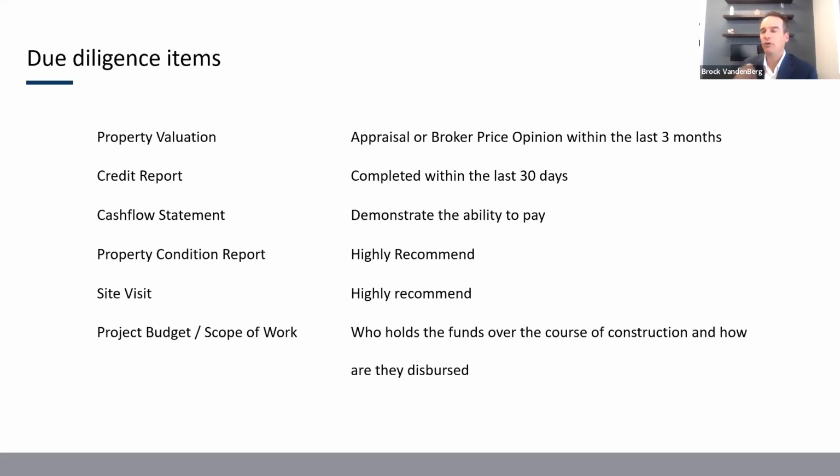Cash flow statement. I want to demonstrate that they can make the monthly payments. Show me something. I'm not going to do some calculation of their income ratio and all that, but I want to say, give me your tax returns. Give me a W-2 statement. Give me a cash flow statement for your business. Something that says you can make those payments on your loan.